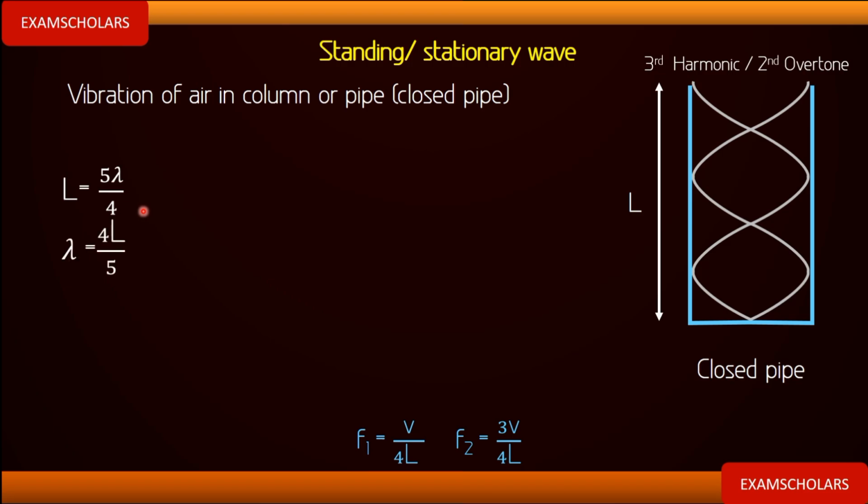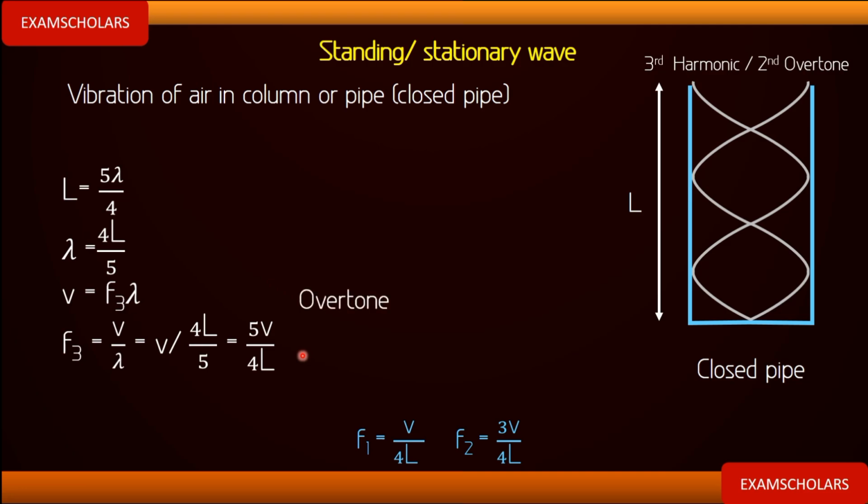So when you make lambda the subject of the formula here, lambda will be 4L over 5. Don't forget V is equal to F3 lambda. And then F3 will now be V over lambda. Substitute the value of lambda inside this. Lambda is 4L over 5. You have V over 4L over 5. So when you solve this, 5 will come up, 4L will be here. 5V over 4L. That is F3. Now, F3 is overtone, right? Which is known as third harmonic or second overtone. Put the value here.